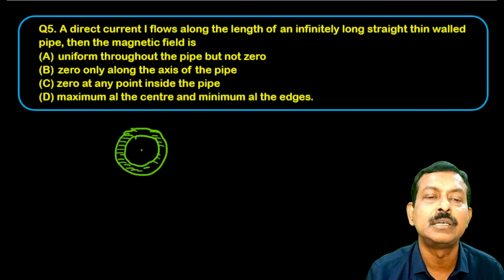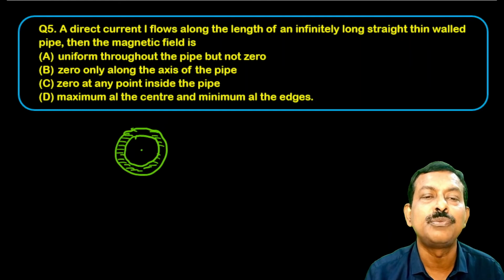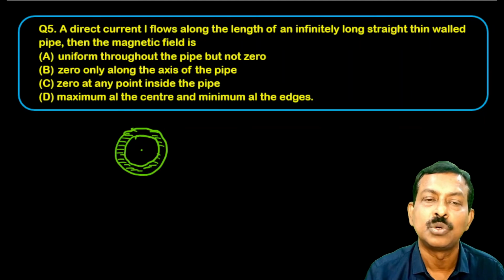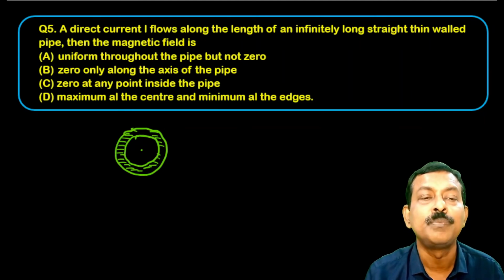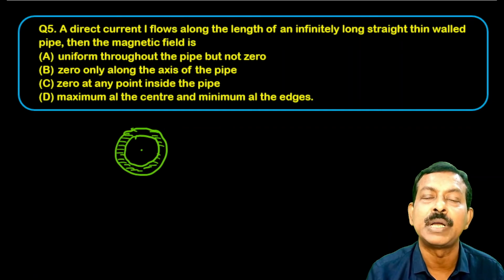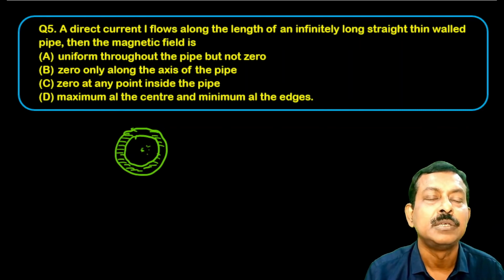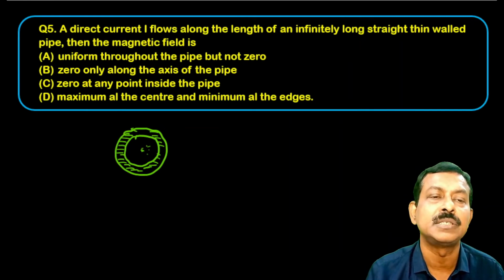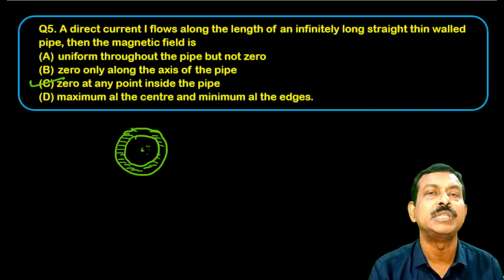Now, if you look at the different options which are given, it is uniform throughout the pipe but not zero. So this is not correct. It is zero only along the axis of the pipe. So this is not correct. Even if you consider the points here, in that case also it will have the zero value there. Zero at any point inside the pipe. This is correct. And the maximum at the center and minimum at the edges. This is wrong. So that means the third one will be the correct one.